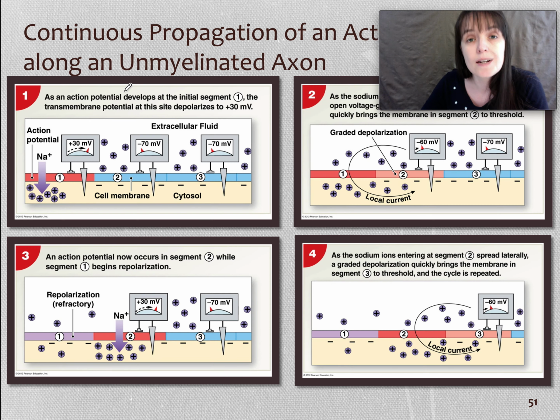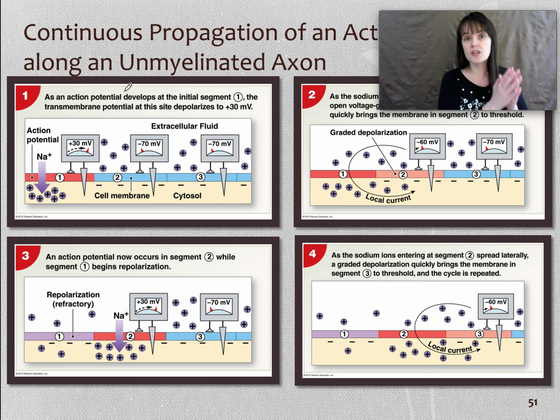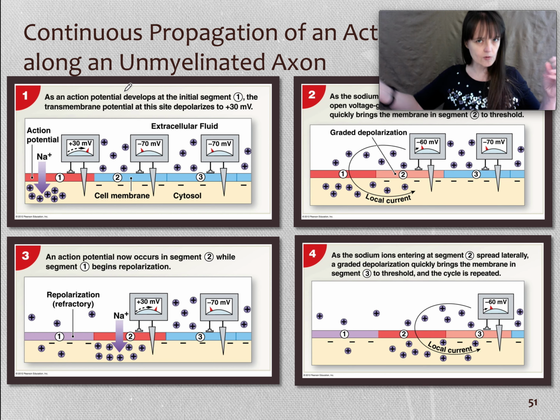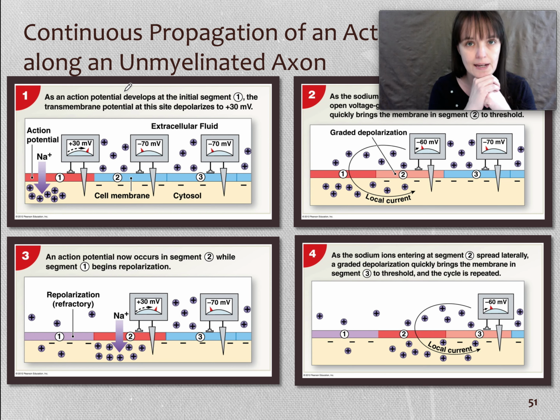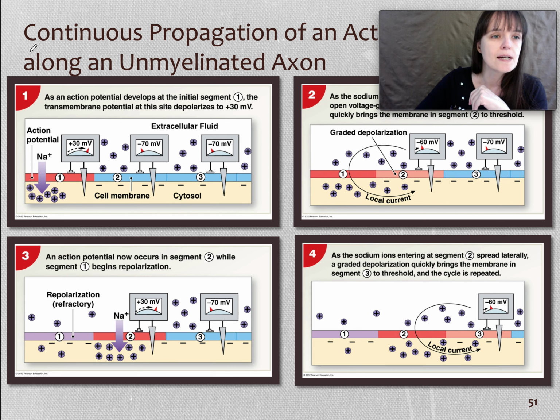Okay, so this question. How does the action potential move down the axon? We keep saying that the action potential starts if the graded potentials are strong enough to bring the initial segment of the axon to threshold. That starts an action potential in the initial segment. So how does that propagate or sweep down the end of the axon? So there are two ways. One is continuous propagation.